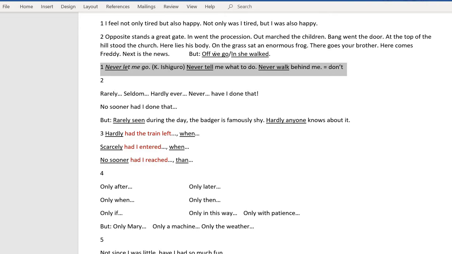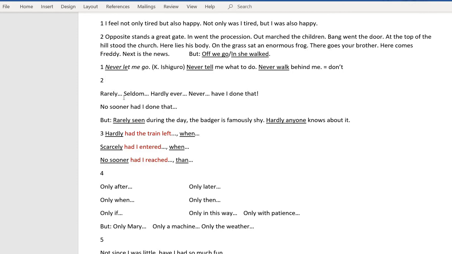There seems to be something about using the subject as a pronoun that changes that, because "out marched your mother" is possible, but "out she marched," right? Okay, so let's move on to point number 2, starting with words like rarely, seldom, hardly ever, never.